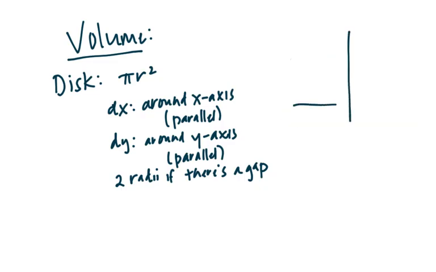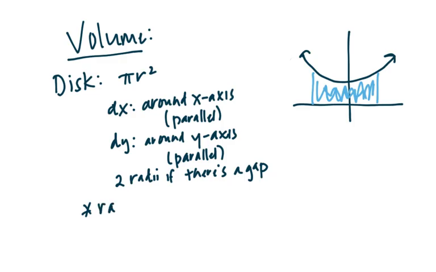Going back to the other one, let's say I have a parabola here, and my shaded area is from A to B. Now you can see there's no gap, so there's only 1 radius. No matter which method you're in, the radius is always perpendicular to the line of rotation. So if you can get that, it's going to help you a lot. So right here, my radius is perpendicular.